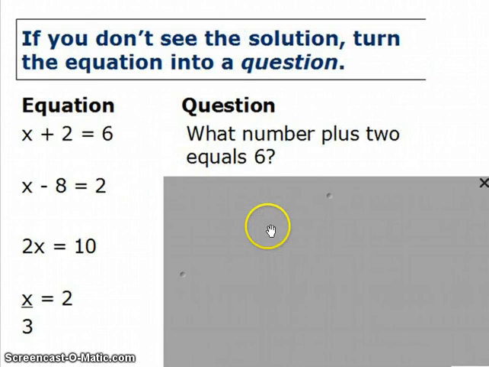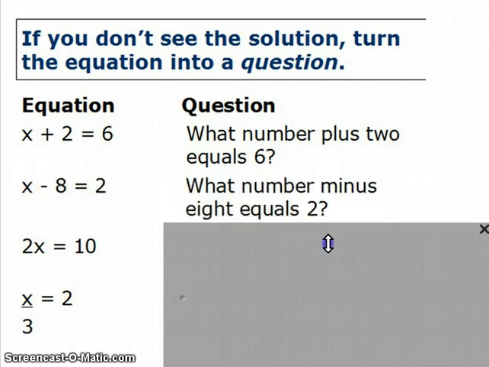If you don't see the solution, though, the textbook's suggestion, and I think it's a good one, is to turn the equation into a question. Turn the letter x, the variable, into the phrase, what number? So it reads like this, what number plus 2 equals 6? But now it becomes a question instead of a statement. And notice I've said aloud exactly what the words say over here. So here this would be, what number minus 8 equals 2? Question mark. And that's exactly what it said.